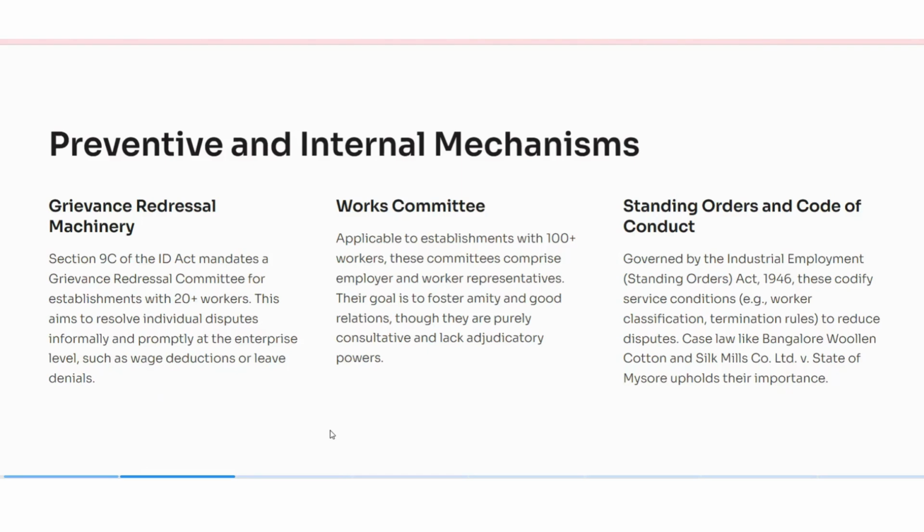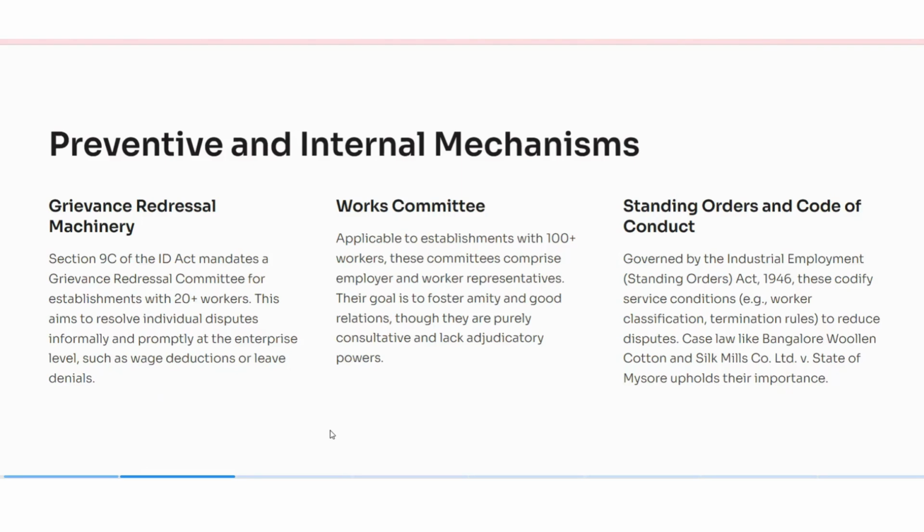Work committee applicable to establishment with 100 plus workers. These committees comprise employer and worker representatives. Their goal is to foster amity and good relations, though they are purely consultative and lack adjudicatory powers.